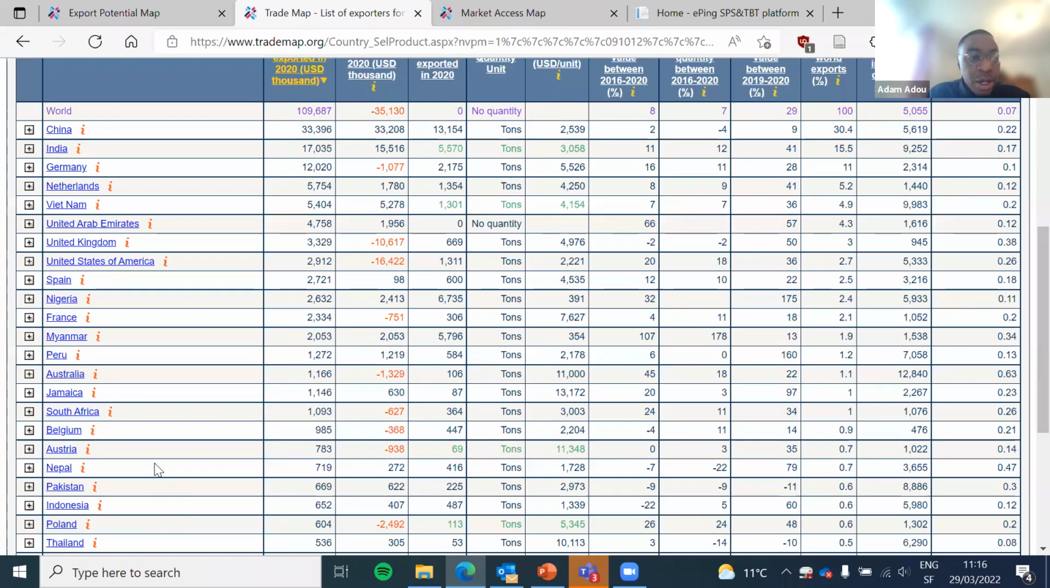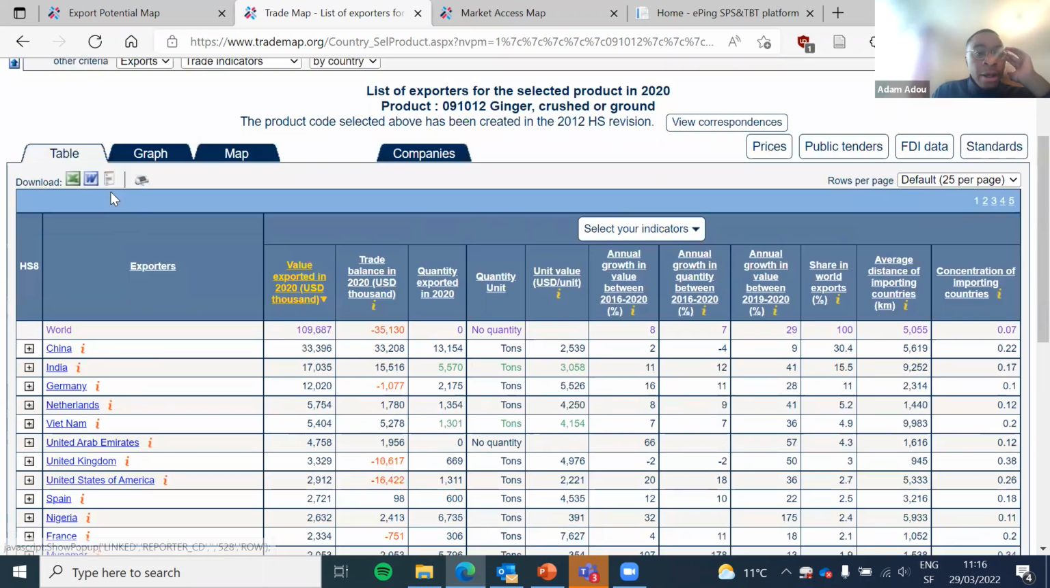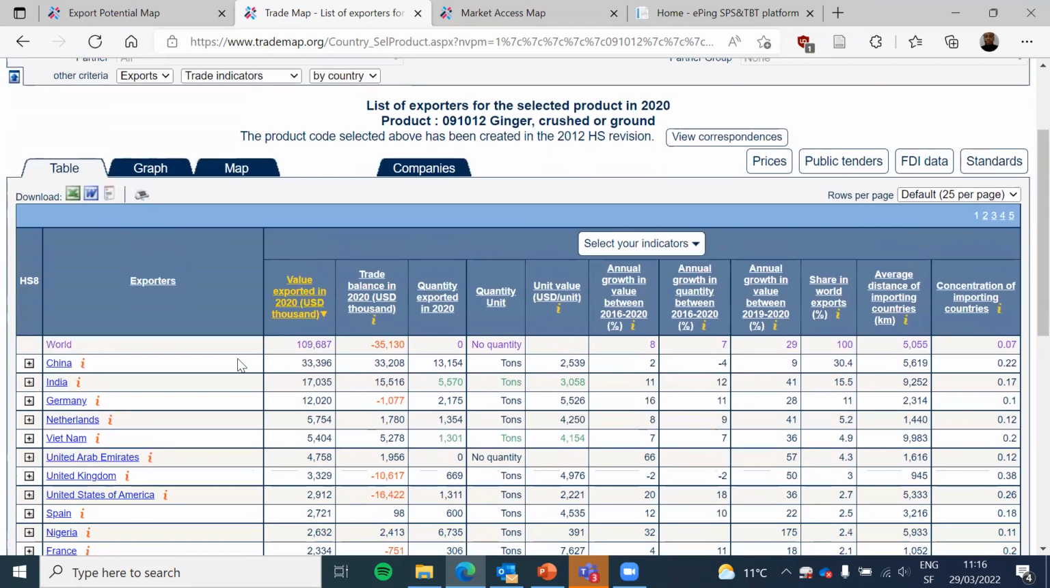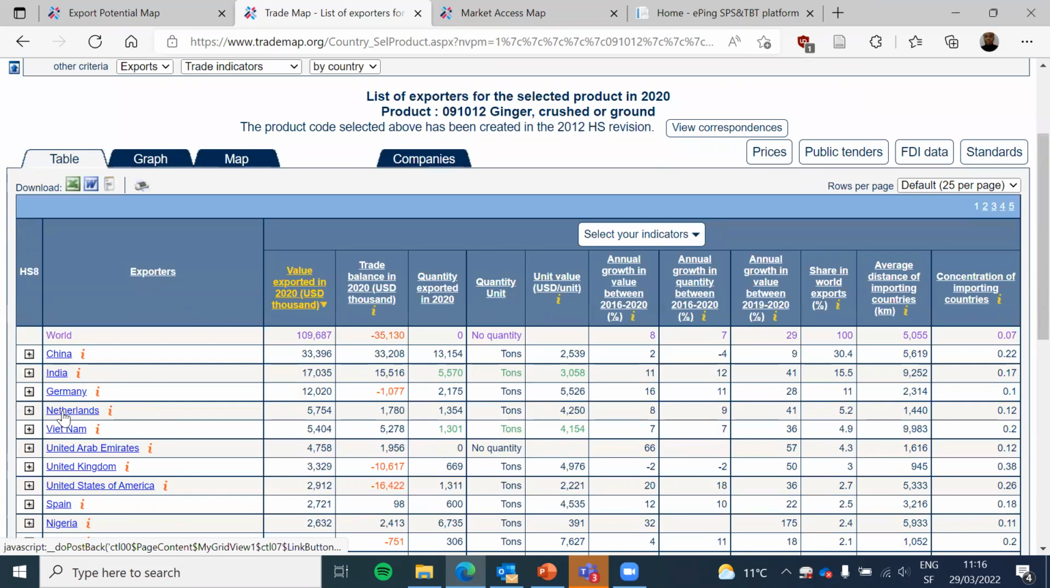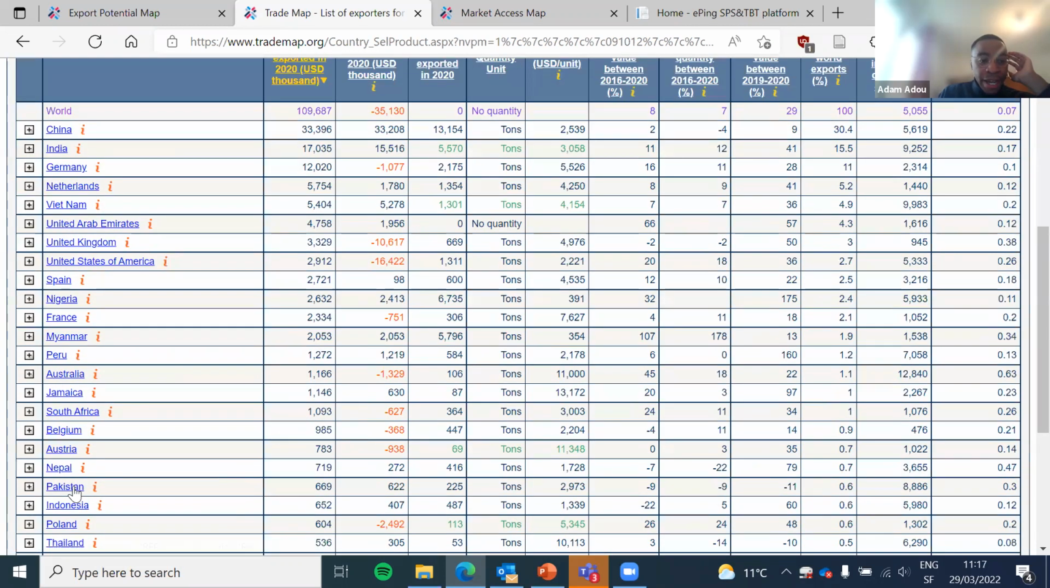And in here, we can also see another pattern. The Netherlands, which was one of the most important import markets for raw ginger, is one of the top export markets for crushed ginger. It means that the Netherlands is maybe importing the raw ginger from Thailand or from other countries and then processing the ginger to export it.